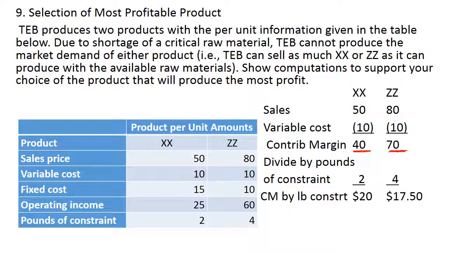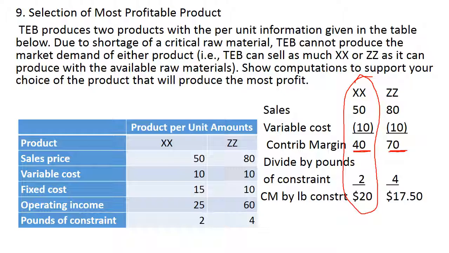1 pound of the constrained product, so 1 pound of the raw material that we have a shortage of results in $20 of contribution margin if we use it for product X. And 1 pound of the constrained raw material results in $17.50 of contribution margin if we use it in product Z. So we're better off using our raw material to produce product X because it gives us more money to put towards our fixed cost than using it in product Z.